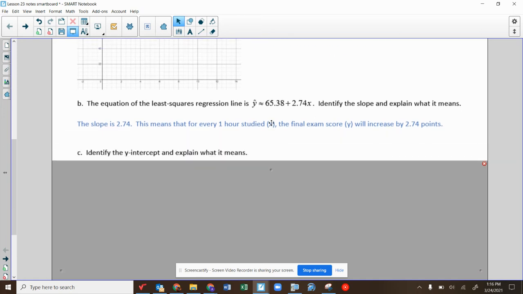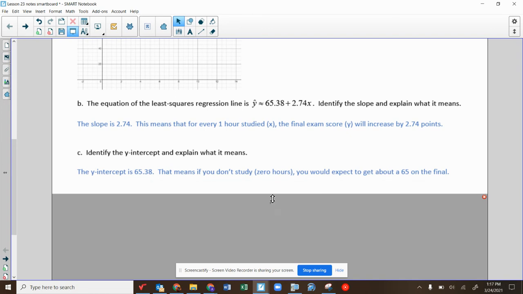For y-intercept, that's going to be the 65.38. The y-intercept, remember, means when the x is 0. Well, if I plug 0 in for x, that means you didn't study. So the y-intercept would be what you would score on the test if you didn't study.